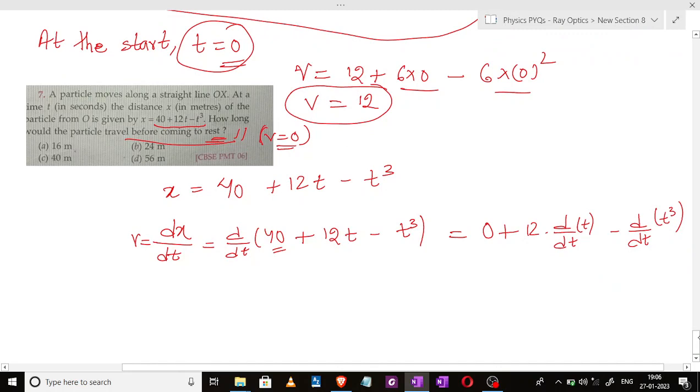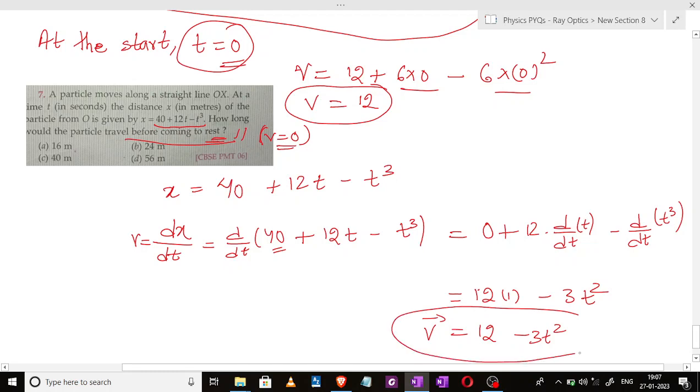Okay, so what will it be? It will be 12. The differentiation of t, we already know, is 1. So the t cubed in front becomes 3t squared. So 12 into 1 is 12 minus 3t square. This is the value of velocity, right? Let's remove this vector sign for the moment. So it is the value of velocity.